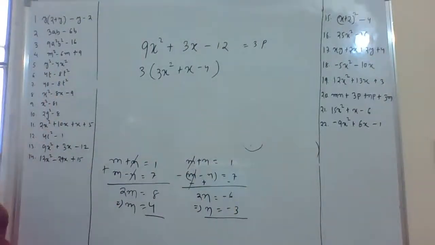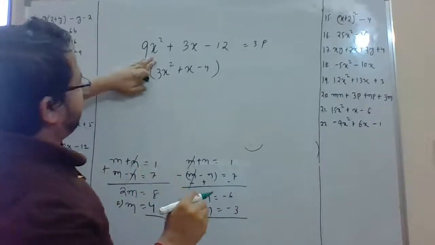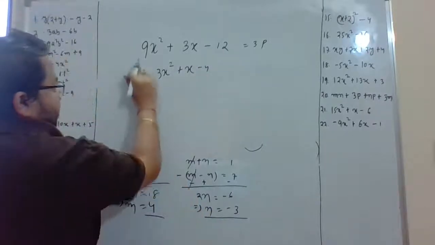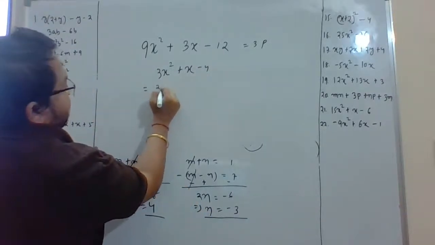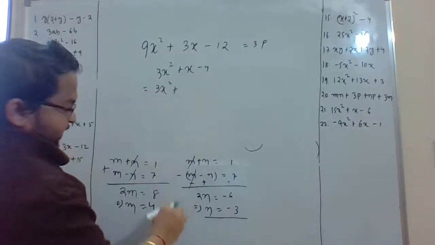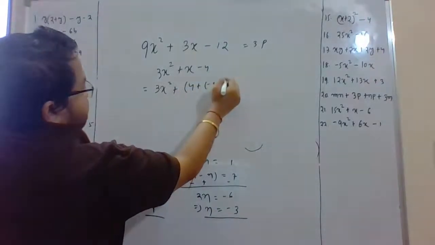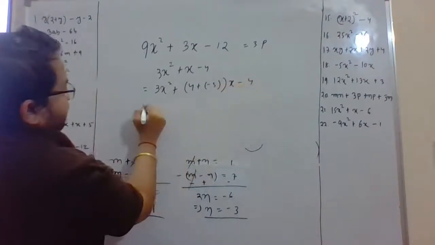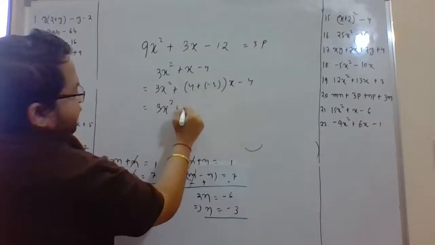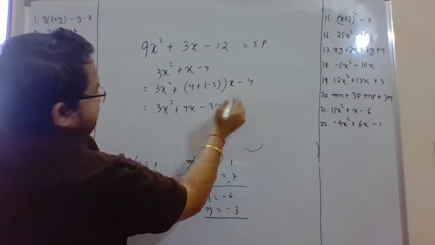4 and minus 3. So we know that our p, which is nothing but 3x squared plus x minus 4, can be rewritten as 3x squared plus, we know that the middle term is written as m plus n, that is 4 plus minus 3x minus 4. So this is 3x squared plus 4x minus 3x minus 4.